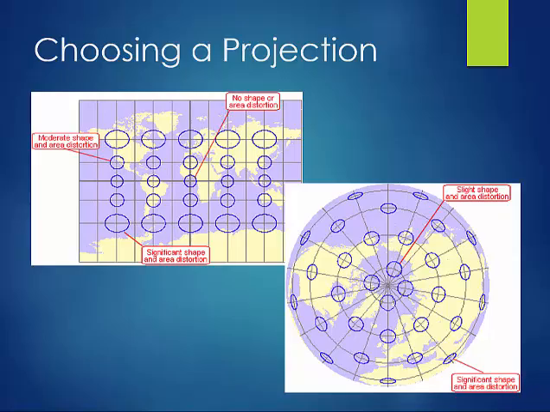Know what you need to be true: distance, area, direction, and shape. Which one you need depends on what you are doing with your map. How do we know if we're choosing a good projection?